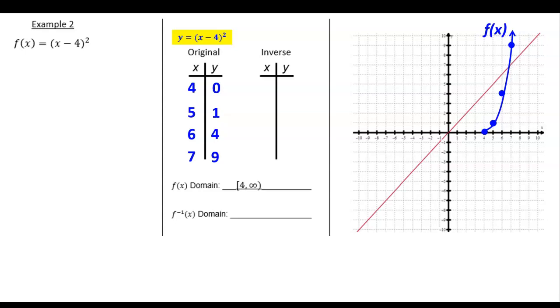First step, f of x becomes what letter? What does this become? Y. Yep. So y equals x minus 4 squared. All right. Step 2. What do I do with x and y? Switch them, right? So y becomes an x, x becomes a y, so now I'm going to put x equals y minus 4 squared.